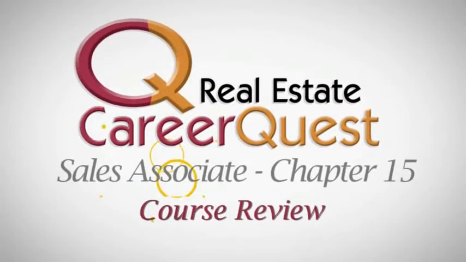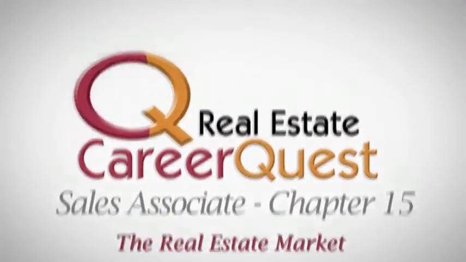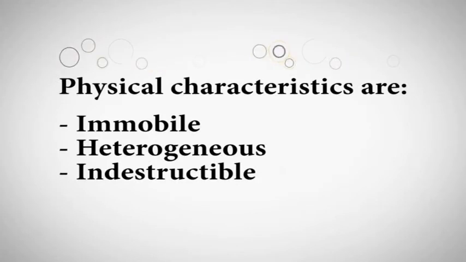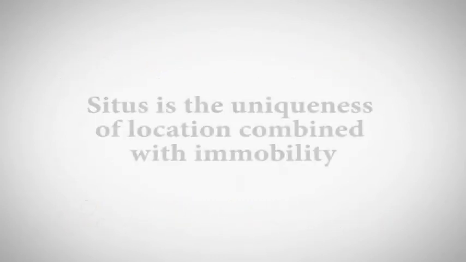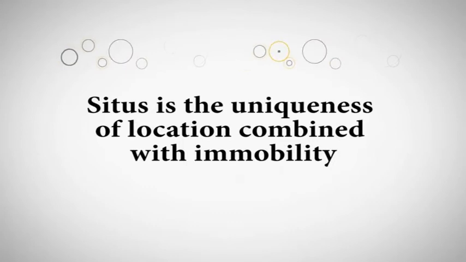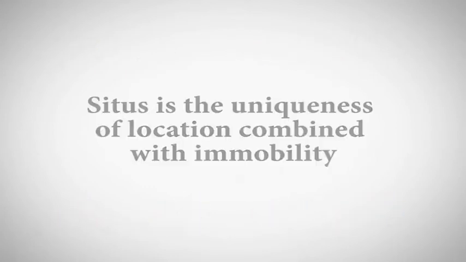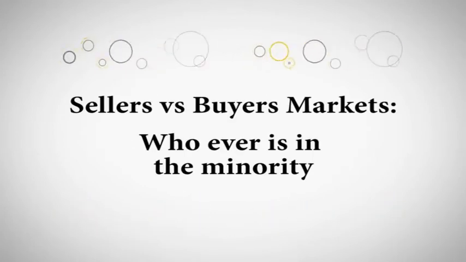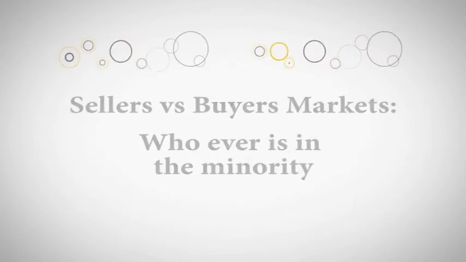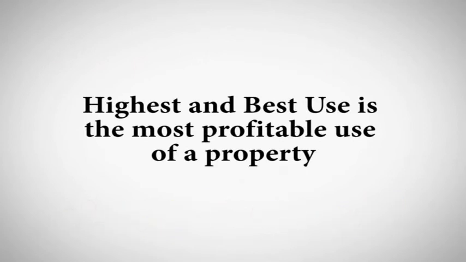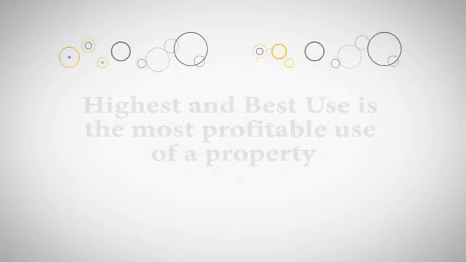So let me now go ahead and do the review on this particular chapter. Chapter 15, review on the real estate market. The physical characteristics of real estate are: they are immobile, they're heterogeneous, and they're indestructible. Situs is the uniqueness of location combined with immobility. Seller's market versus buyer's market, whoever is in the minority is in charge of price. Highest and best use is the most profitable use of a property.